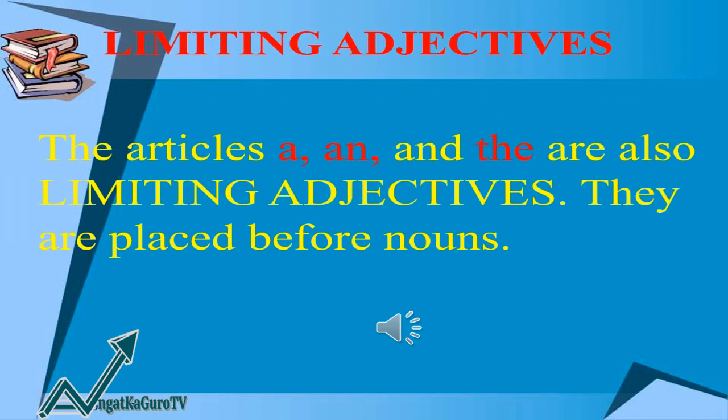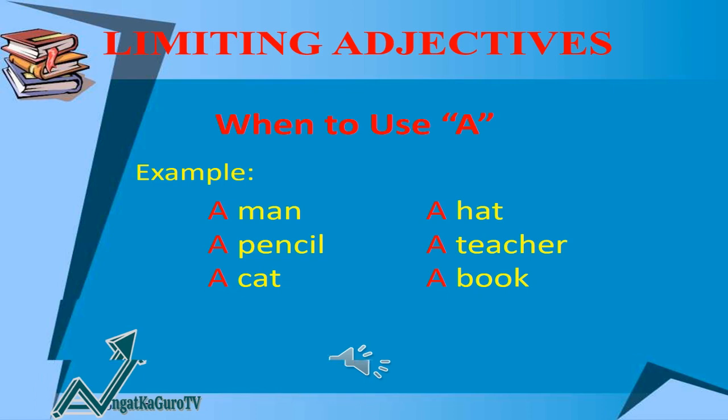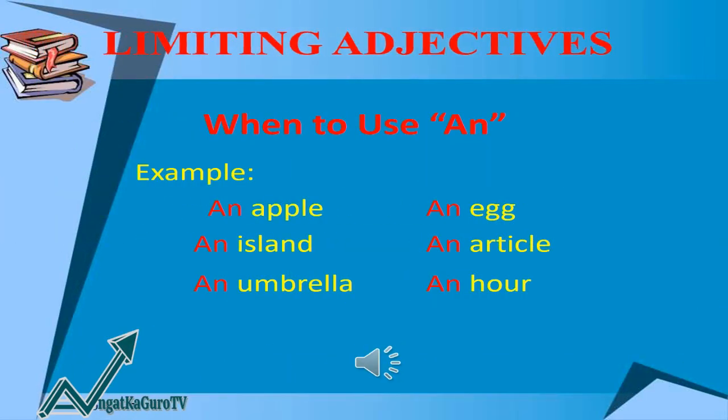The articles a, an, and the are also limiting adjectives. They are placed before nouns. Examples: a man, a hat, a pencil, a cat, a teacher, a book. And when to use an: an apple, an island, an umbrella, an egg, an article, an hour.